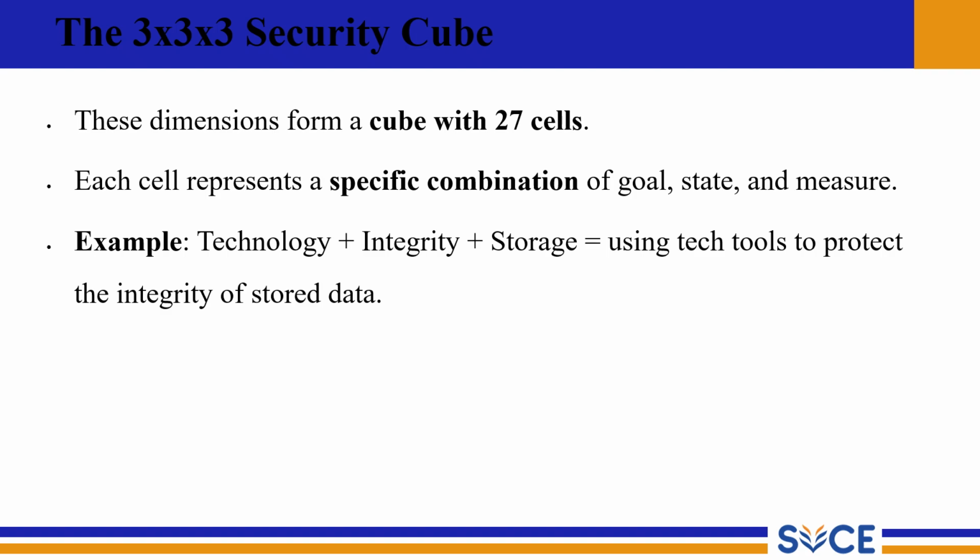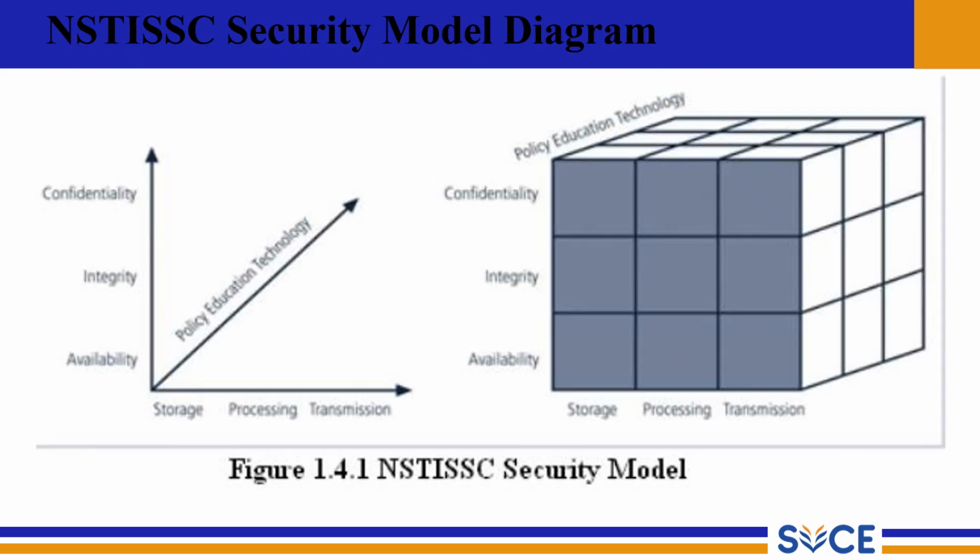The 3 cross 3 cross 3 security cube. The model is visualized as a cube, with each cell representing a specific combination of 3 security goals, 3 information states, and 3 safeguard categories. For example, technology plus integrity plus storage equals using tech tools to protect the integrity of stored data. So this is the NSTISSC security model diagram.